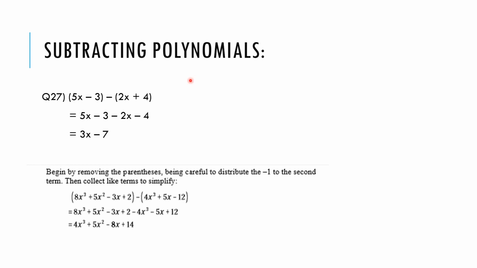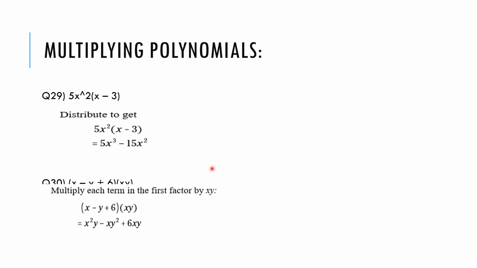Subtracting the polynomials. (5x minus 3) minus (2x plus 4). 5x minus 3 minus 2x minus 4. 3x minus 7. Begin by removing the parentheses and be careful to distribute the minus 1 to the second term. Distribute to get 5x squared times x minus 3, 5x cubed minus 15x squared.